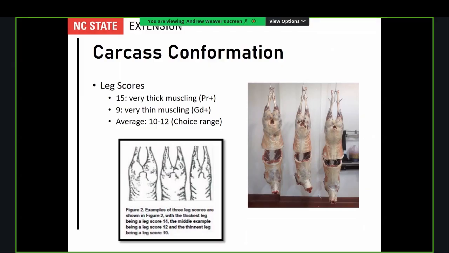But the grade below choice is actually referred to as good. We want our lambs to grade choice and prime. We don't want good grading lambs. I know that's confusing. Most of our lambs fall in that choice conformation grade, somewhere between a 10 and a 12. We get some 13s, that low prime, in fair amounts as well.